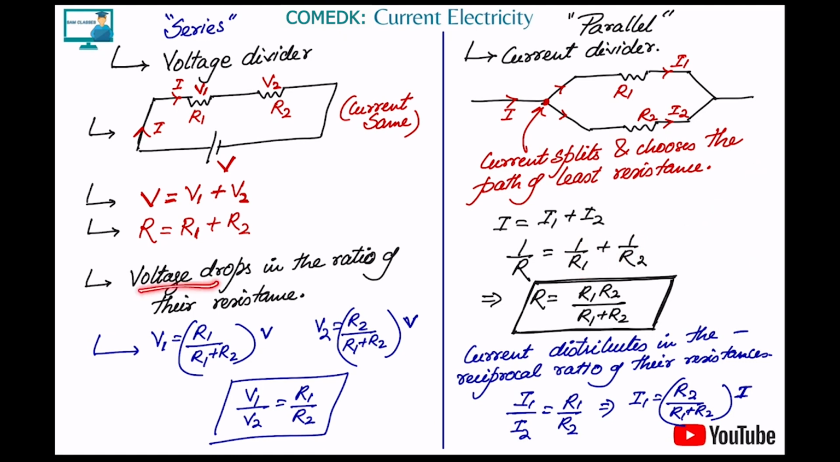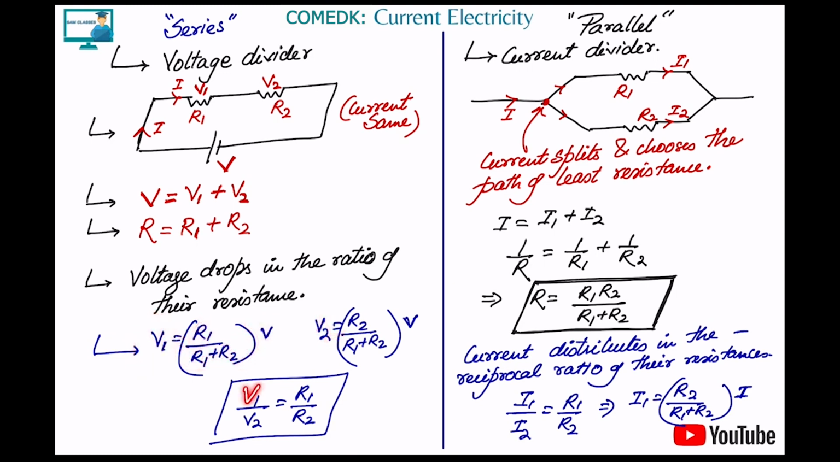Now, whenever a current goes through one of the resistors, voltage drops here. So how much voltage will drop? V is equal to IR. If you know the current which is flowing here, and if you know the resistance, you can find out the voltage on each. So V1 is equal to R1 by total resistance R1 plus R2 into the total potential. Same thing for V2 also we can do.